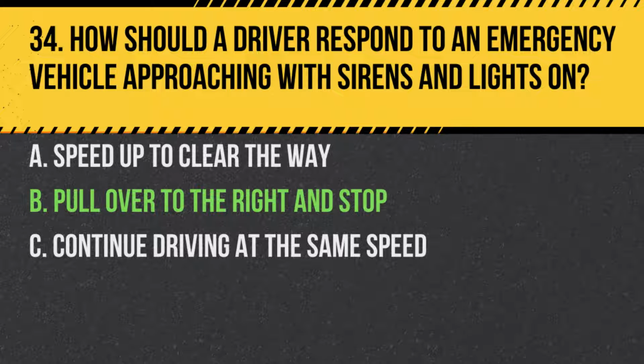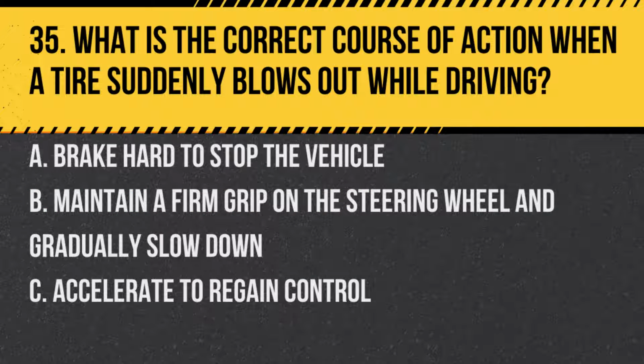Answer: B. Pull over to the right and stop. This allows the emergency vehicle to pass safely. Question 35. What is the correct course of action when a tire suddenly blows out while driving?